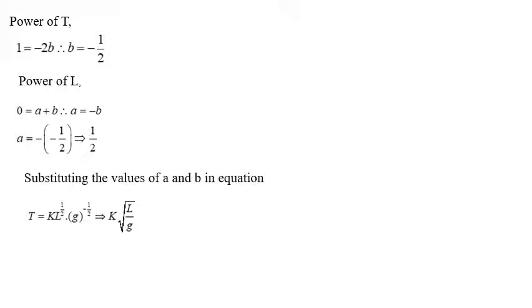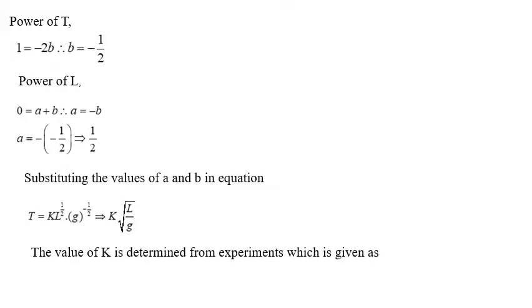The time period of pendulum is equal to K into square root of L by G. The value of K is determined from the experiments, which is given as K equals 2π, and the total time period of pendulum is equal to 2π into square root of L by G. So that is the solution for this given first numerical.